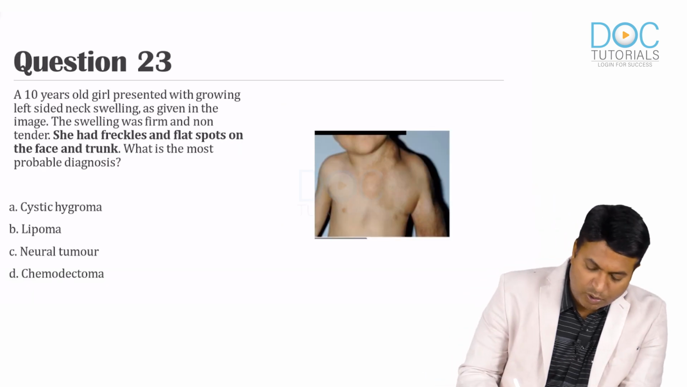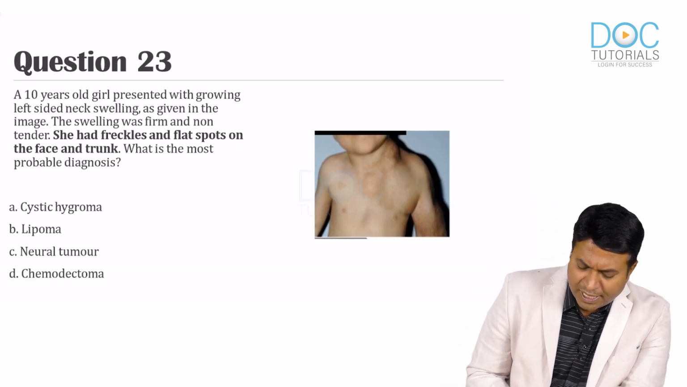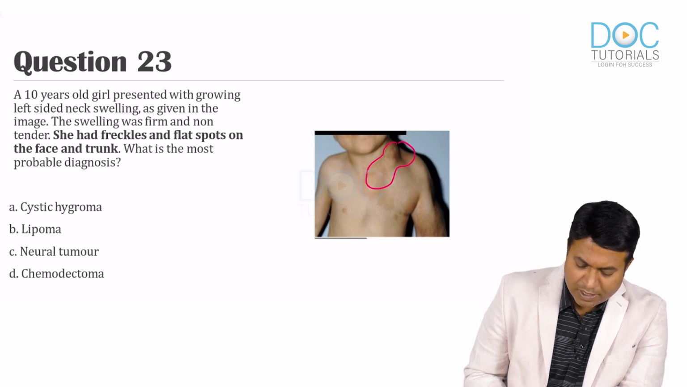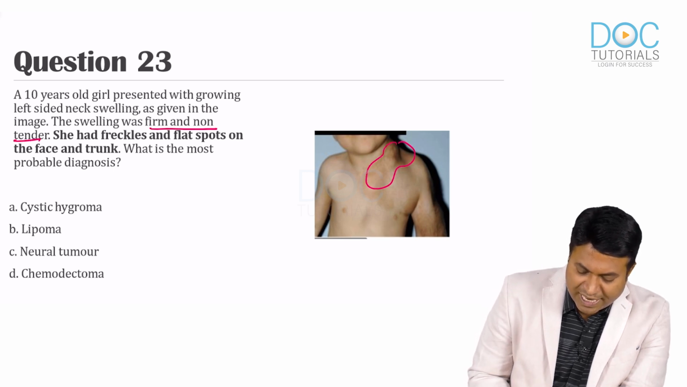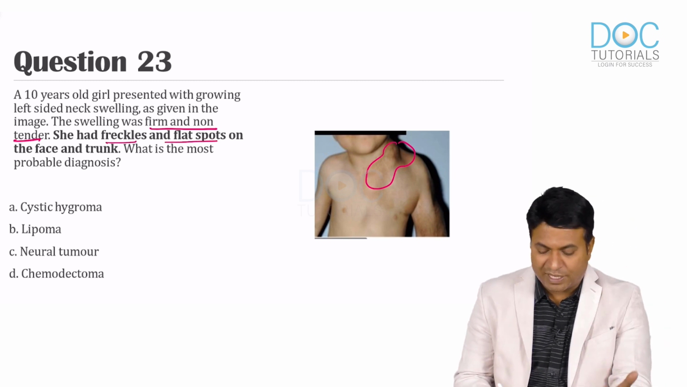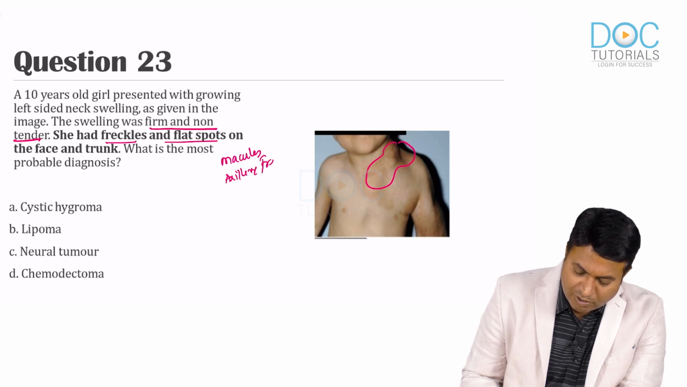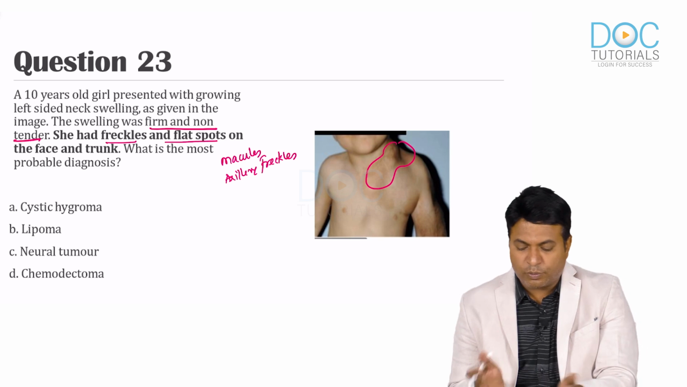So this is not a new question, this is also an old question only. A 10 years old girl presented with a growing left-sided neck swelling. Swelling is firm and non-tender. She has freckles and flat spots, so macules. So she is having macules and axillary freckles. Probably she will also be having café-au-lait spots. I couldn't get that image.